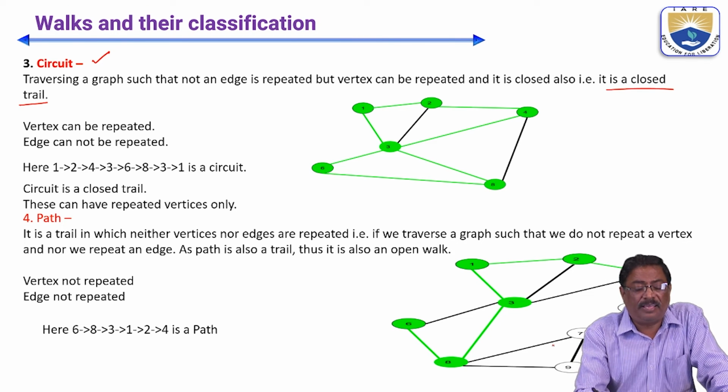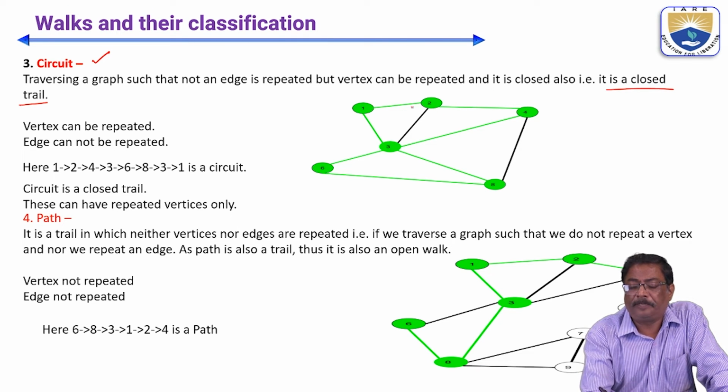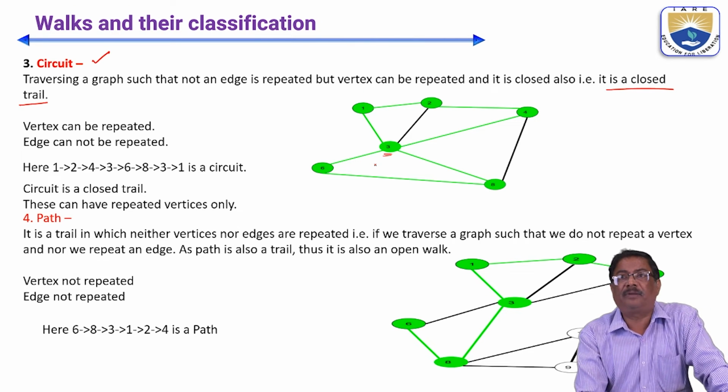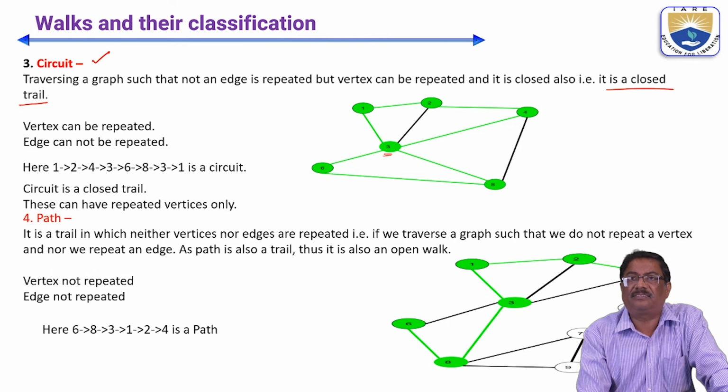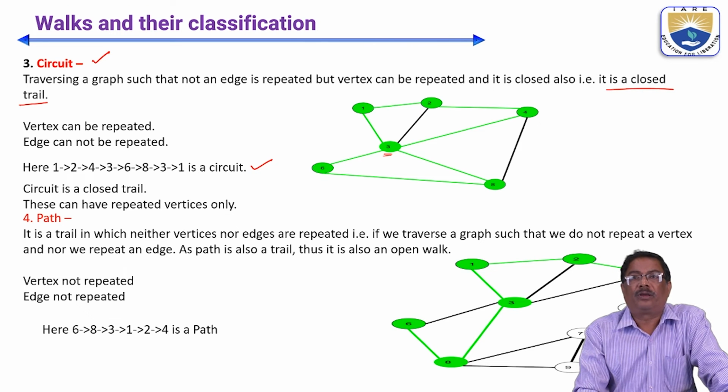Let us consider the example. 1 to 2, 2 to 4, 4 to 3, 3 to 8, 8 to 6, 6 to 3, 3 to 1. Observe the green edges. That means 3 is repeated twice, but the edges are not repeated. So it is a circuit. A circuit is nothing but a closed trial.